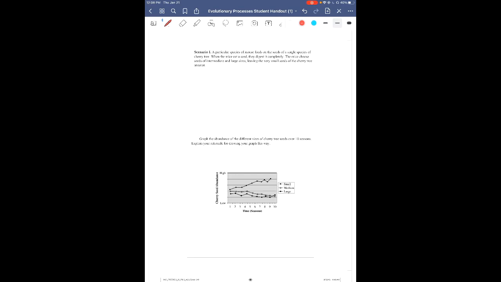Okay, so here's scenario one. A particular species of mouse feeds on the seed of a single species of cherry tree. When the mice eat a seed, they digest it completely. The mice choose seeds of intermediate and large sizes, leaving the very small seeds of the cherry tree uneaten. So for part A, we're going to decide if selection is occurring or not. What do you guys think? Do you think that in this scenario selection would occur or would not occur?